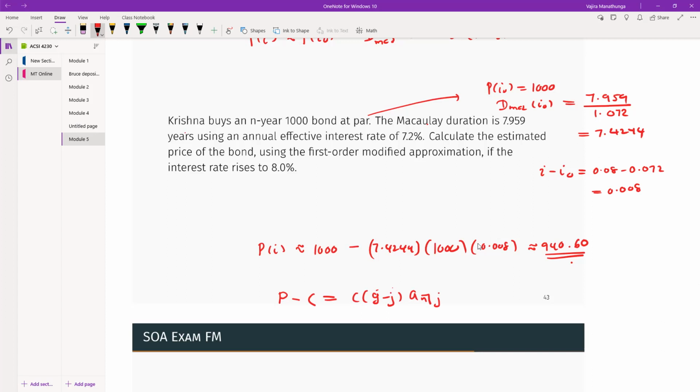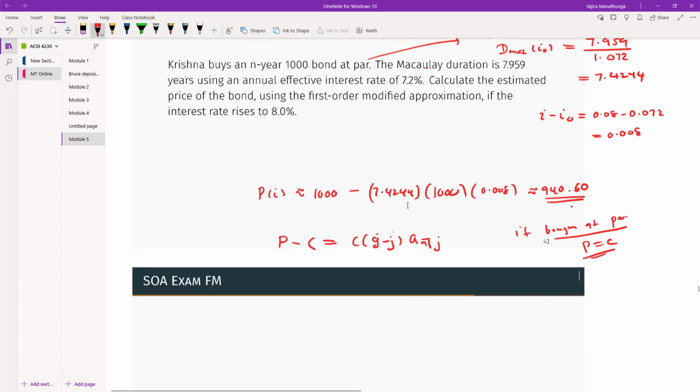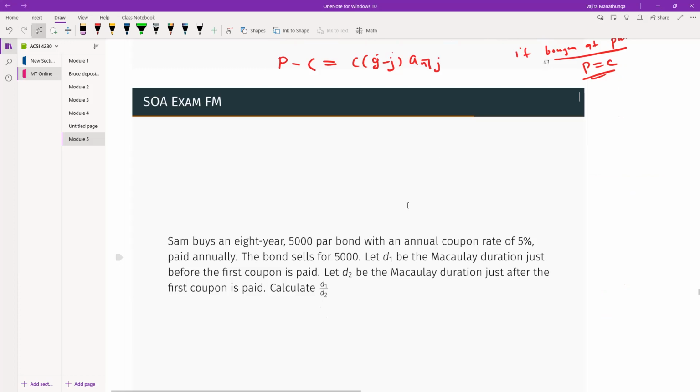Okay, so if bought at par, actually, bought at par means basically P equals C by definition. Okay, so let's go to the next problem.